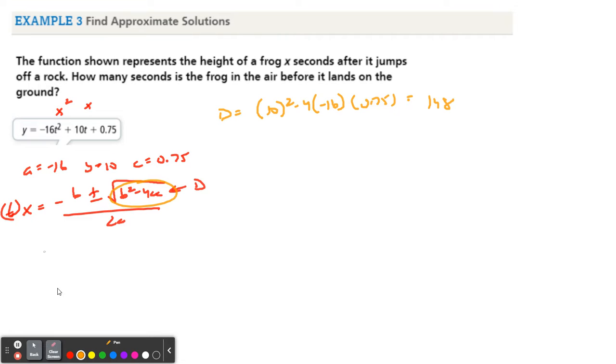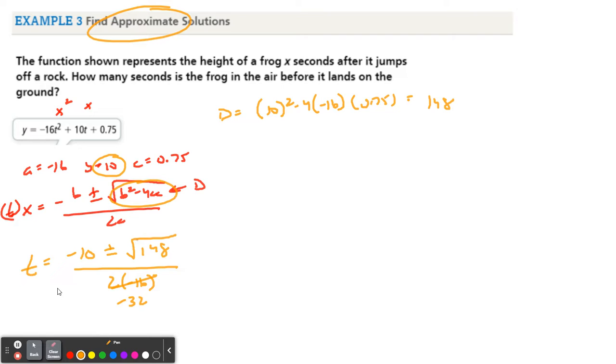Now when we plug this in, t equals the opposite of b. My b value is 10. The opposite of 10 is negative 10, plus or minus the square root of 148, all over 2 times a, which is negative 16, and 2 times negative 16 is negative 32. When it says approximate, there's no reason to look at this square root of 148. All we're going to do is type the square root of 148 into our calculator. I get 12.166. I must have rounded to 3 decimals. So don't worry about these square roots anymore.